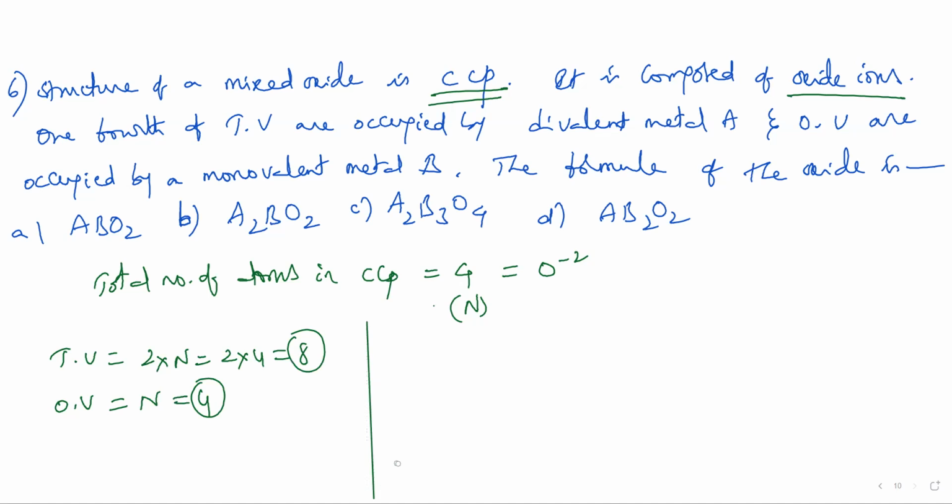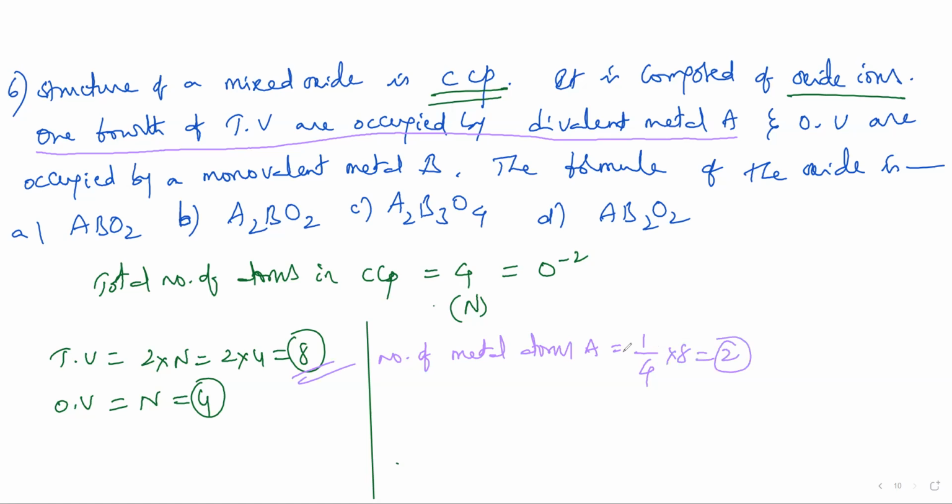By using this data, let us proceed with the data we obtained here. Now in that, 1/4 of tetrahedral voids are occupied by divalent metal A. So the number of metal atoms A is 1/4 of the tetrahedral voids. Tetrahedral voids, how many did we get? 8. That means total metal atoms of A is 2.